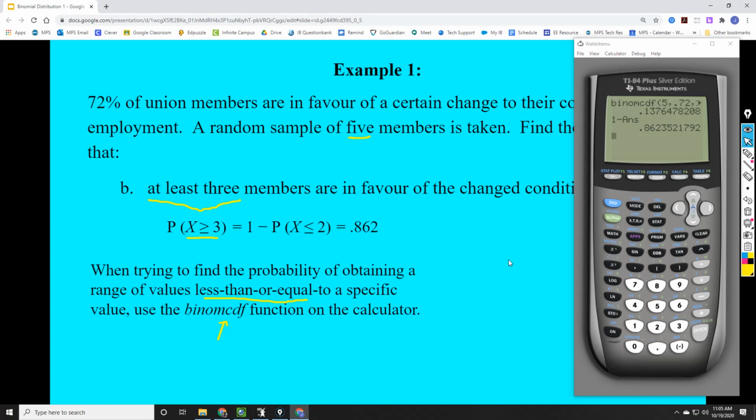So again, by using CDF, we were able to find the stuff that we didn't want and then did a complement. Now, if the question had been different and just literally asked what's the probability that 3 or fewer members are in favor of the change, then we could have used binom CDF with 3, which would have done anything 3 or less. Here we wanted 3 or more, so we got rid of those that did 2 or less, 2, 1, or 0, and that's what the binom CDF did for us.